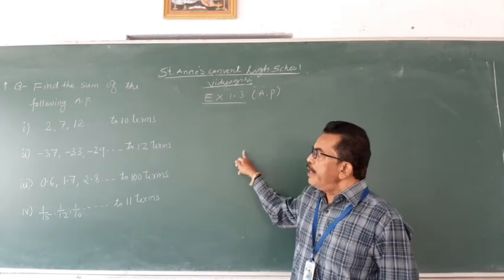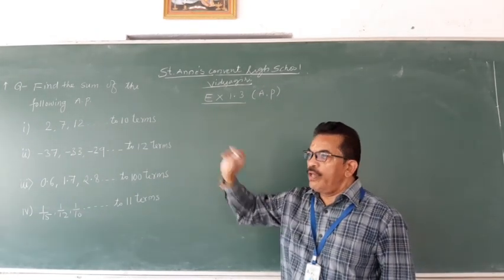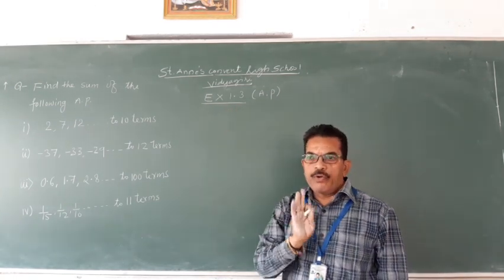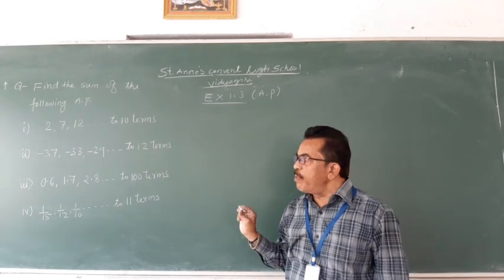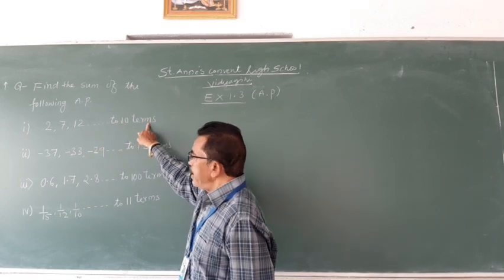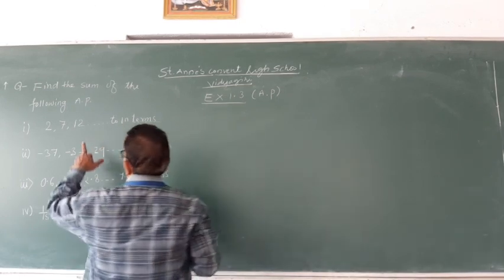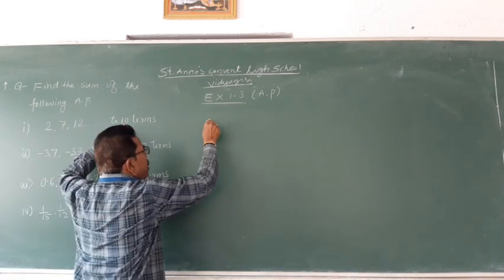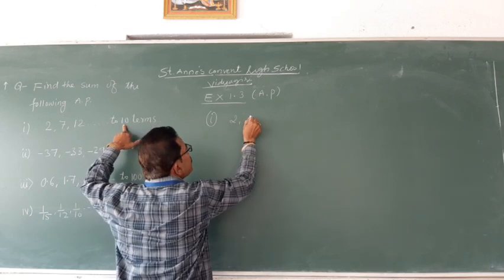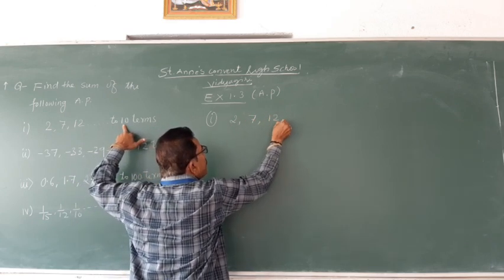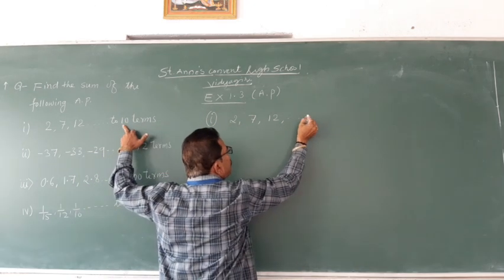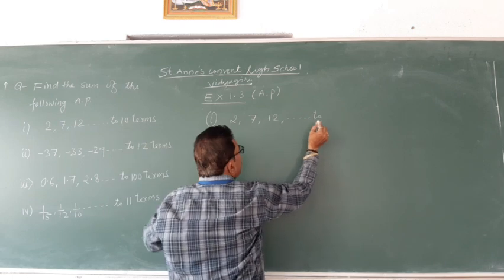Find the sum of the following APs. In exercise 1.3, there are 4 main problems given. Let us solve them one by one. See the first one: 2, 7, 12, to 10 terms.